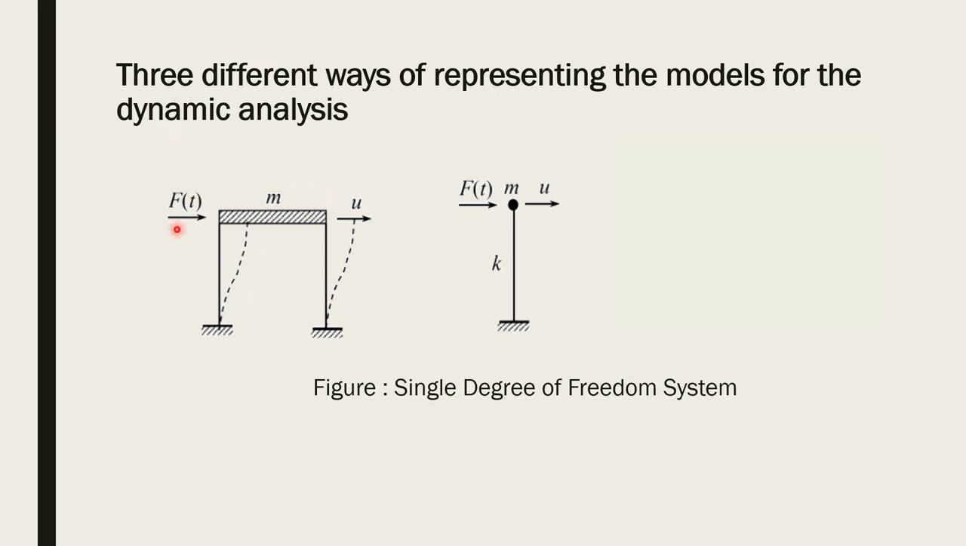Here is a story. I have already discussed the first story building with mass with deformation in the x direction when force is applied. Here is a simplified lumped mass approach. The mass is shown here, the column rigidity with K or stiffness, Ft is the excitation force or the force applied, U will be the deformation in the x direction.